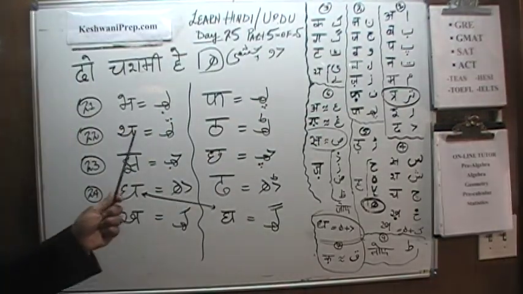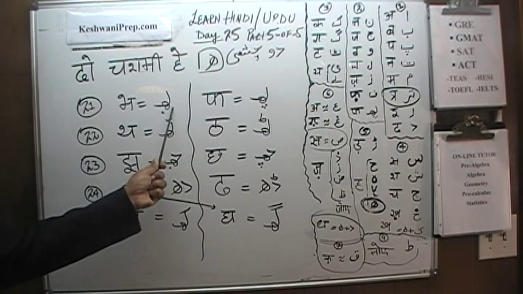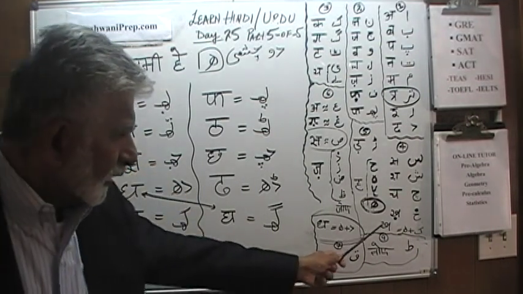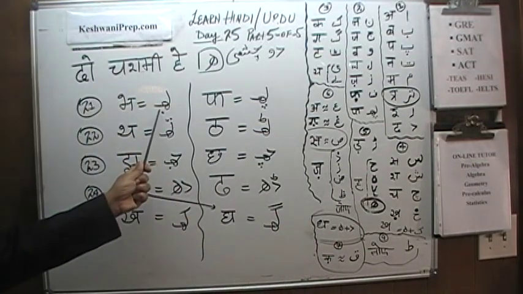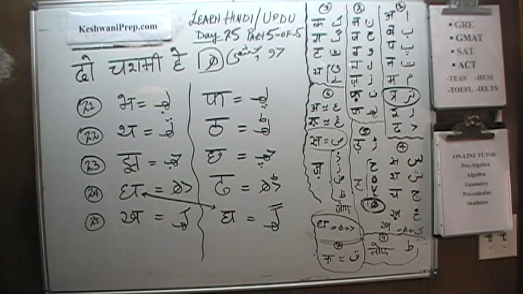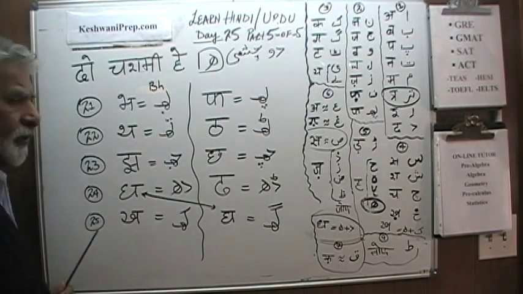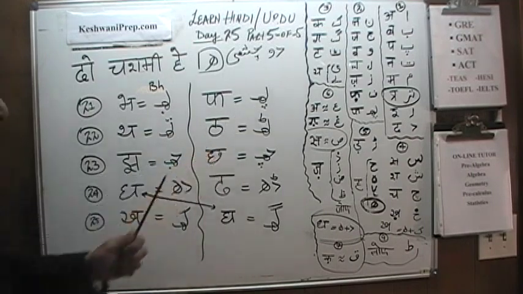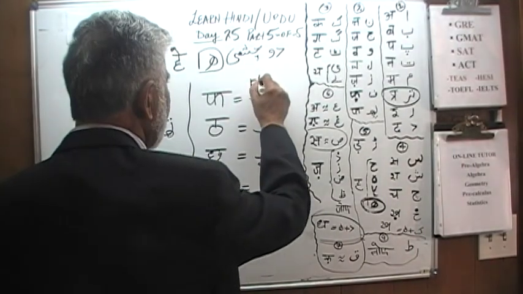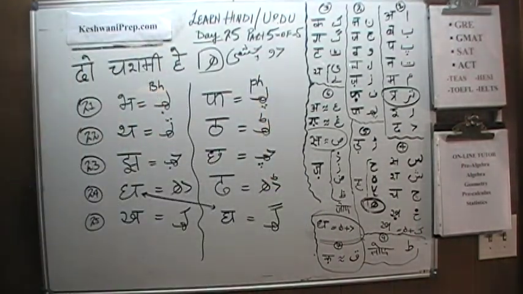For example, if you want to write ba, we take a ba, be, and join with it do chashmi hai, and be and a he becomes ba, just like you would do in English. If you want to write ba in English, you would simply take b and h, ba. Similarly, pa, you will simply take p and h will make a pa, and so on and so forth.